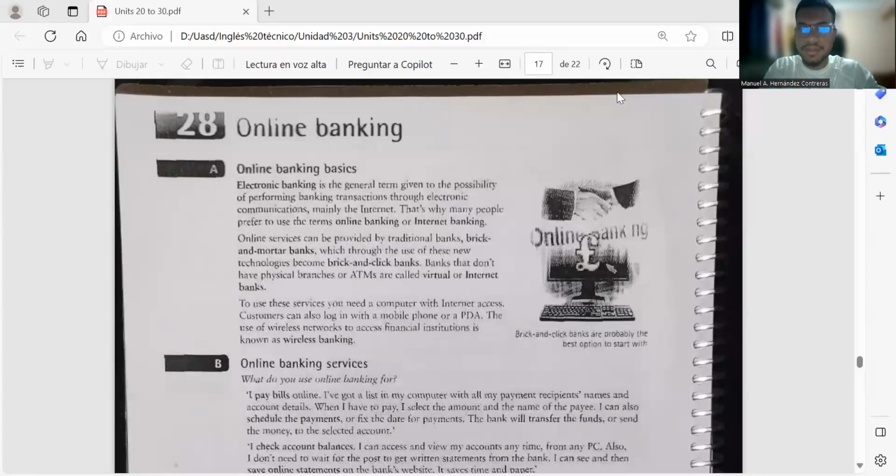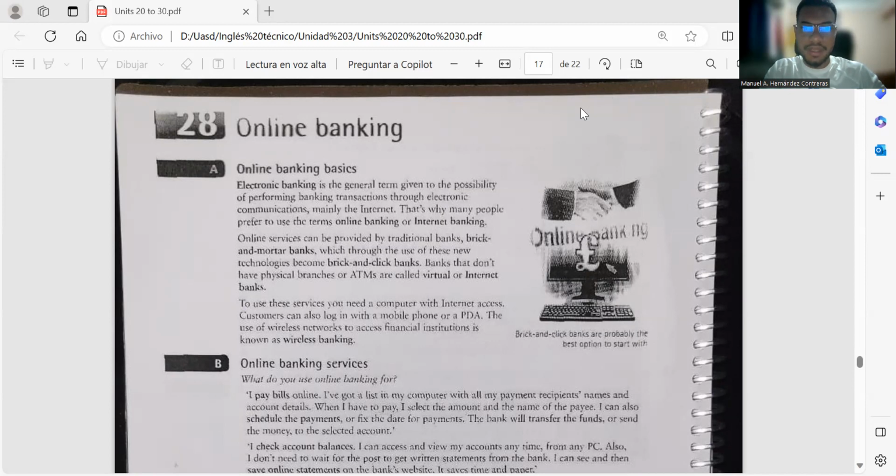Unit 28, Online Banking. Online Banking Basics. Electronic banking is the general term given to the possibility of performing banking transactions through electronic communications, mainly the internet. That's why many people prefer to use the terms online banking or internet banking.